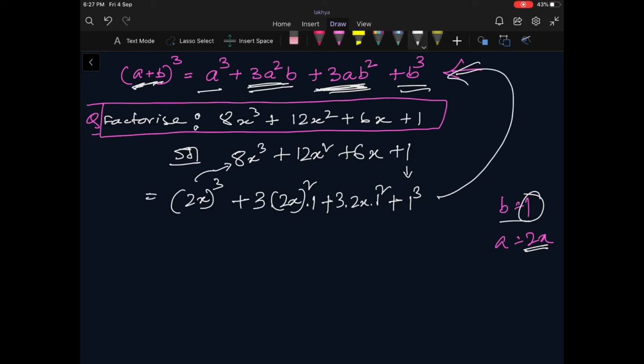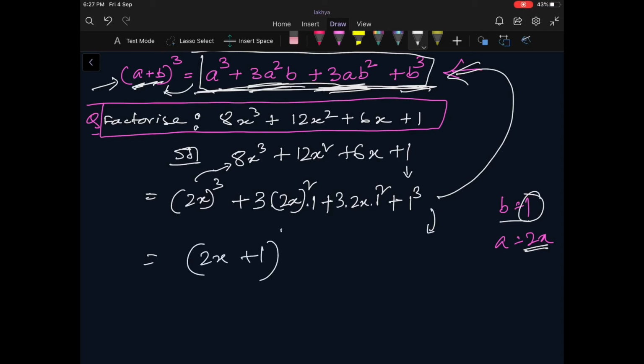Now this polynomial is in the form of a cube plus thrice a square b plus thrice ab square plus b cube. So if a plus b whole cube is equal to a cube plus thrice a square b plus thrice ab square plus b cube, then conversely we can write a cube plus thrice a square b plus thrice ab square plus b cube equal to a plus b whole cube. So we can write this as twice x plus 1 whole cube.